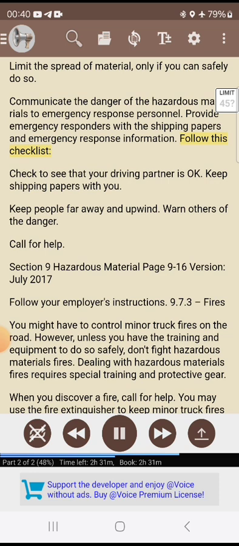Follow this checklist. Check to see that your driving partner is okay. Keep shipping papers with you. Keep people far away and upwind. Warn others of the danger.